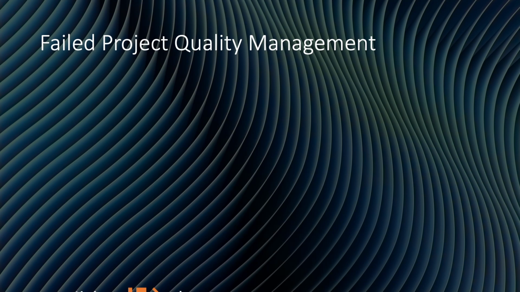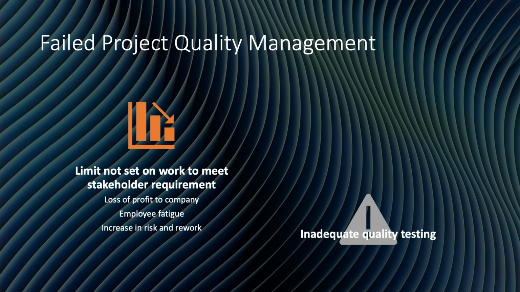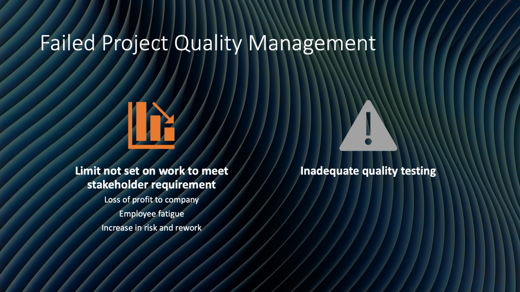If the project team doesn't set limits on their work to meet stakeholder requirements, that leads to company loss, employee fatigue, and more risk and rework for the team. If quality testing is done faster than required, the result will be a poor quality product. Errors can happen, employees must rework, and the product may not meet stakeholder expectations.